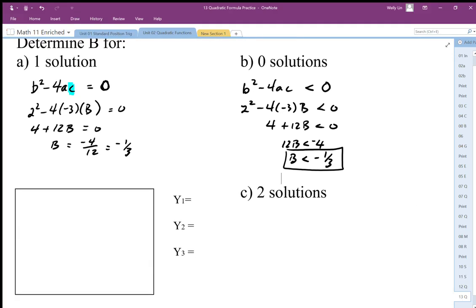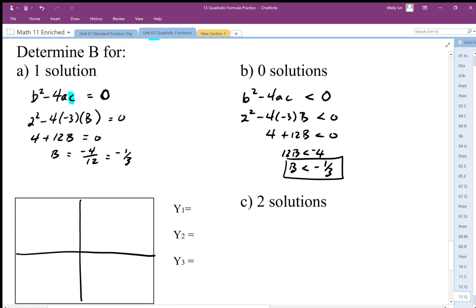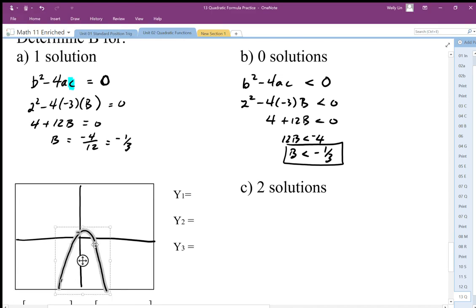So I have my graph for one solution, and I'm not sure where the vertex will be. It looks like the vertex is going to be somewhere over here. If our y-intercept is at negative 1/3, I get one solution. If I make it less than negative 1/3, it's going to have no solution. And the converse, we can make it bigger than negative 1/3. Notice the vertex goes up. Now we have two solutions, two places where it crosses the x-axis.